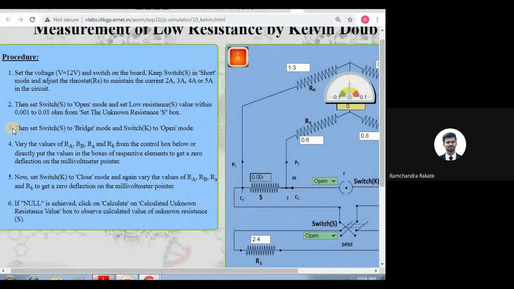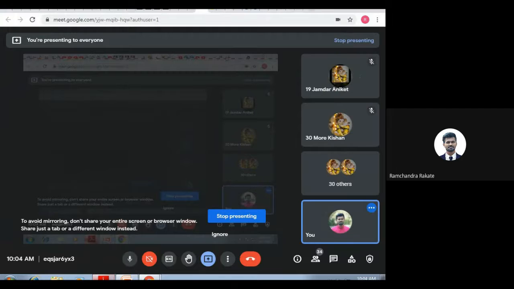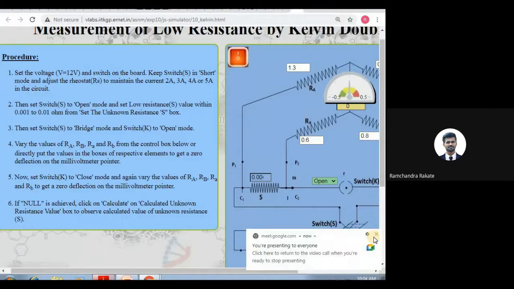We will read out the third procedure. In the second procedure, we kept the switch S in the open position and set a value of the unknown resistance. Now we are varying the unknown resistance to get null deflection. Clear? Yes. The third step. Who is going to read out? Aniket. Yes, sir.